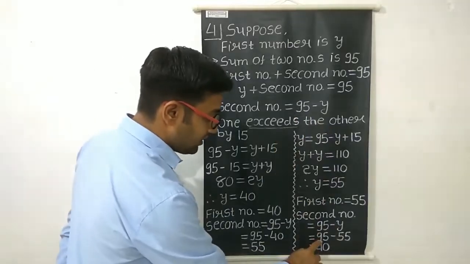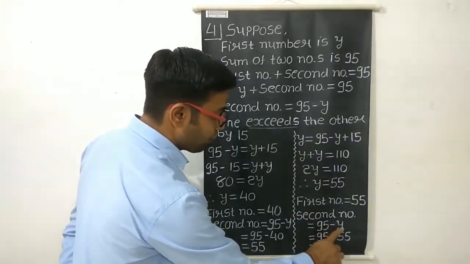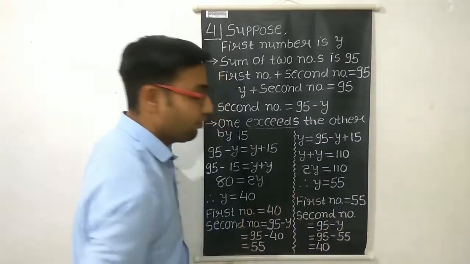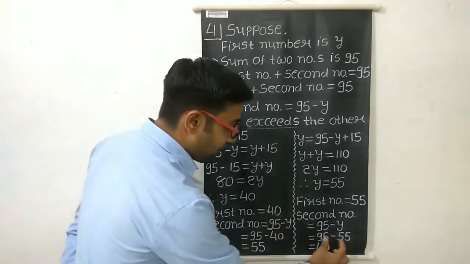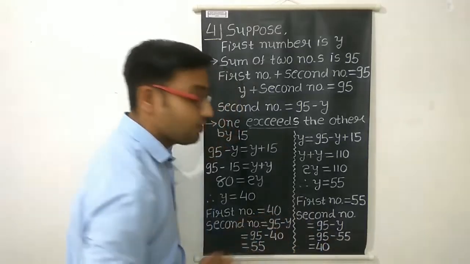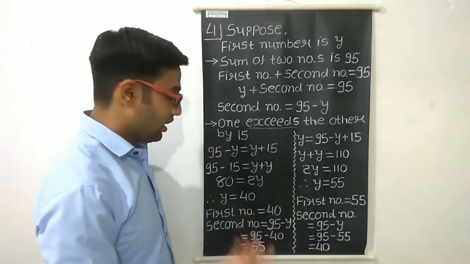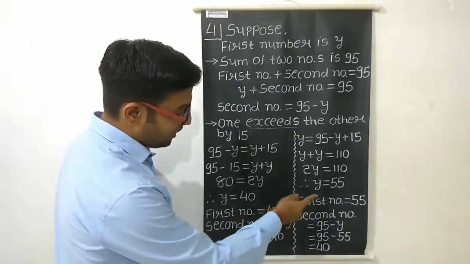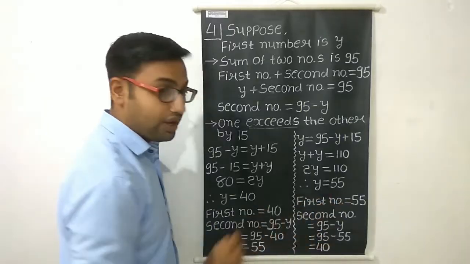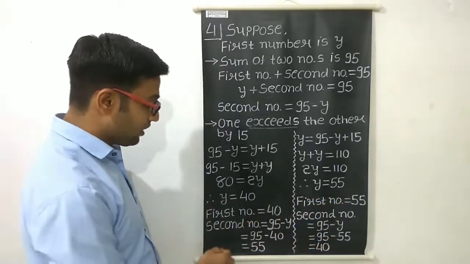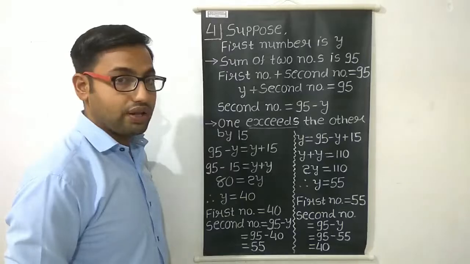So 95 as it is, minus, as it is, in place of y now we can put down 55. So 95 minus 55 gives us 40. And this is the second number. So you can notice that here also we get the two numbers 55 and 40. In the first method also we got the two numbers 55 and 40.